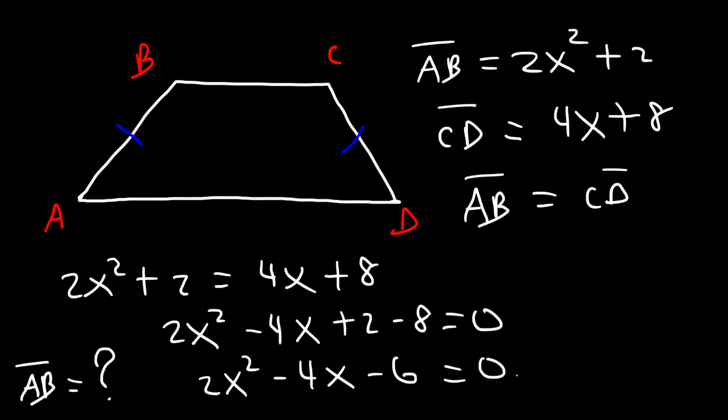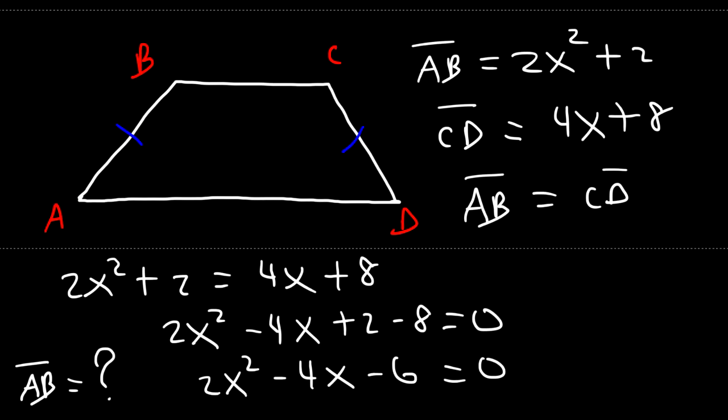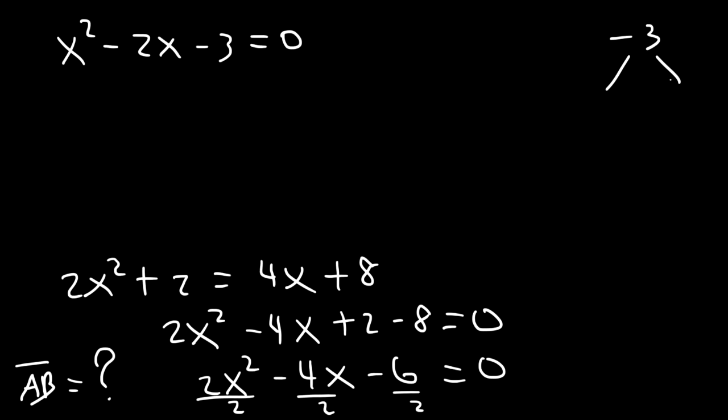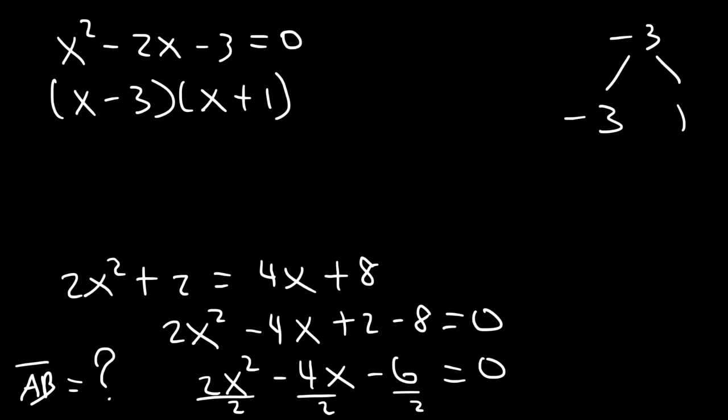Now, we need to factor, but before we do that, let's divide everything by 2. If we divide everything by 2, x squared minus 2x minus 3 is equal to 0. And now we can easily factor this. We need to find two numbers that multiply to negative 3 but add to negative 2. And this is going to be negative 3 and positive 1. So we have x minus 3 times x plus 1. And so x is equal to 3 and x is equal to negative 1.